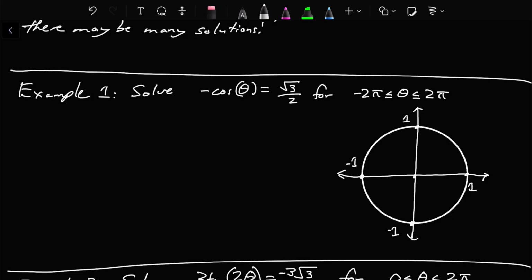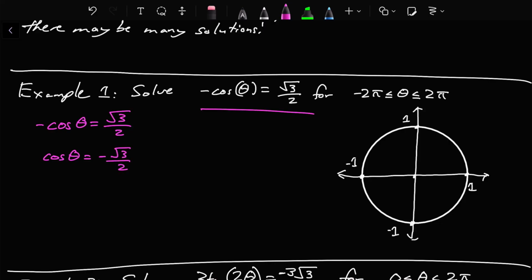So, firstly, we just look at this equation. Let's not freak out too quickly. We'll just try to solve it normally. So we'll say negative cos of theta is equal to root 3 on 2. Okay, now we just need to get the trig ratio by itself. So we move the negative to the other side. Negative root 3 on 2.